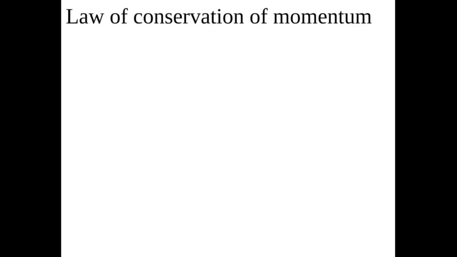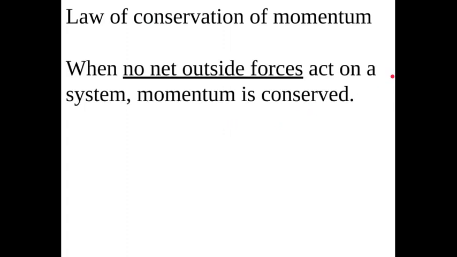So let's sum it all up here. The law of conservation of momentum, what does it say? When there's no net outside forces on a system, the momentum is conserved. That's important: no net outside forces. If our system was the bullet, it had an outside force on it, the gun, so its momentum can change, obviously. The gun has an outside force on it, the bullet, so its momentum can change. But if our system is the gun and the bullet together, then there are no outside forces. They're all internal, and therefore the momentum can't change.